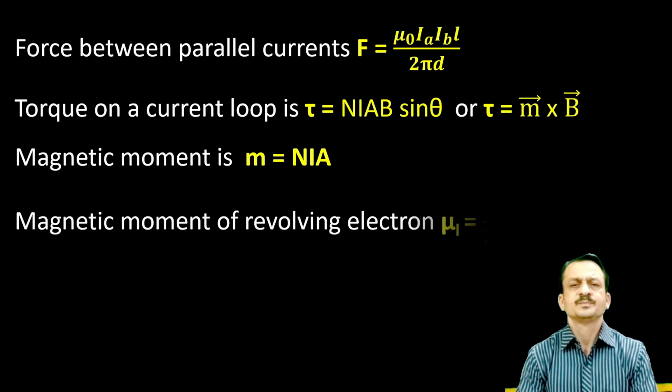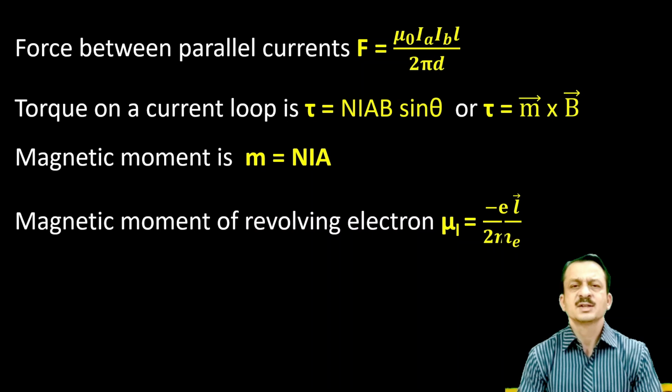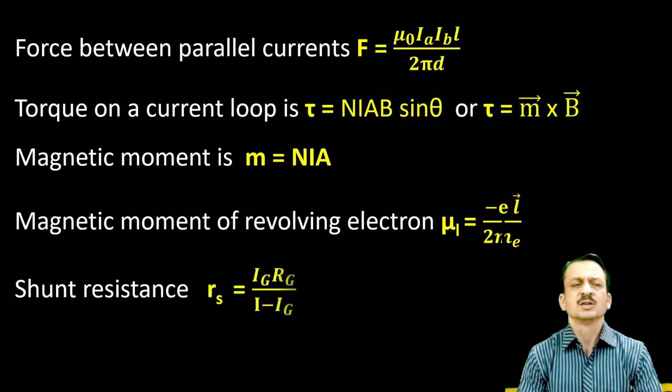Okay. Next formula, the magnetic moment of a revolving electron, mu L, is given by minus e into vector L, where L is the orbital angular momentum, divided by 2 into m_e. m_e is the mass of the electron.